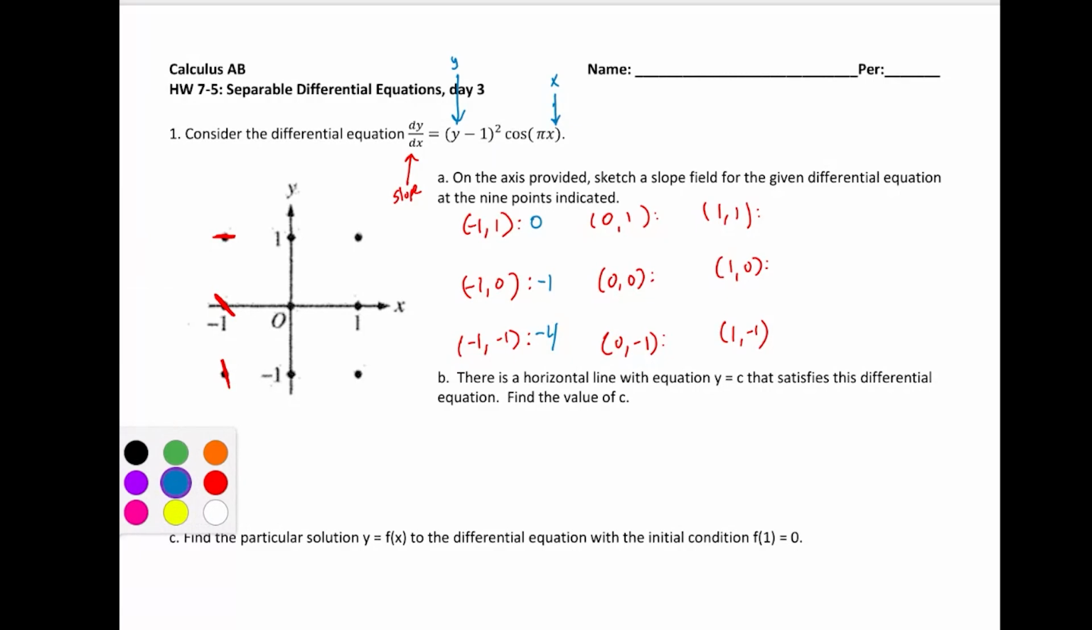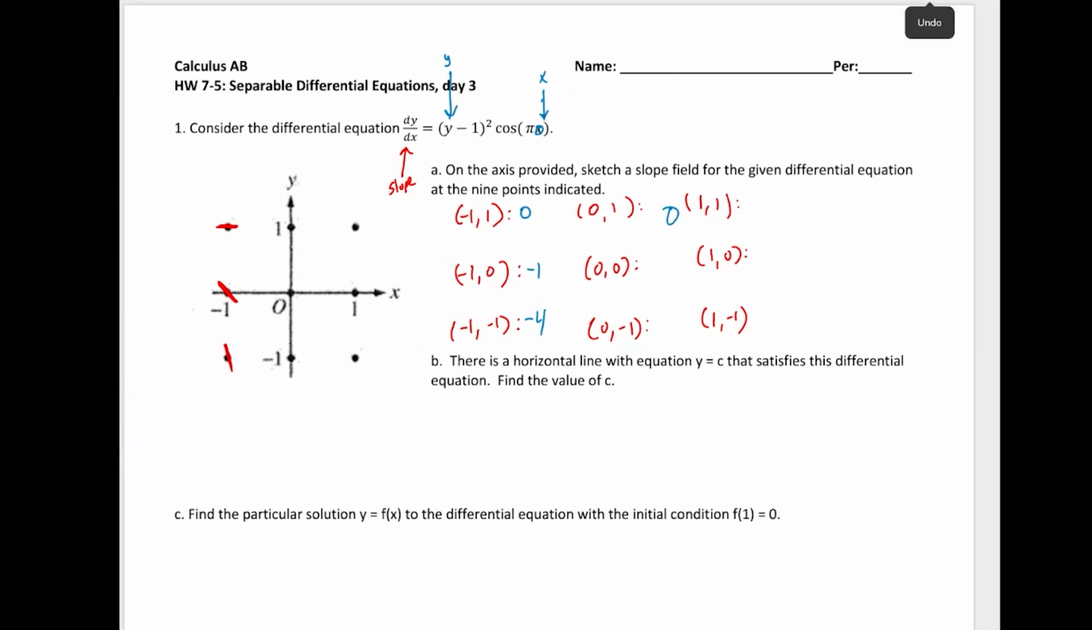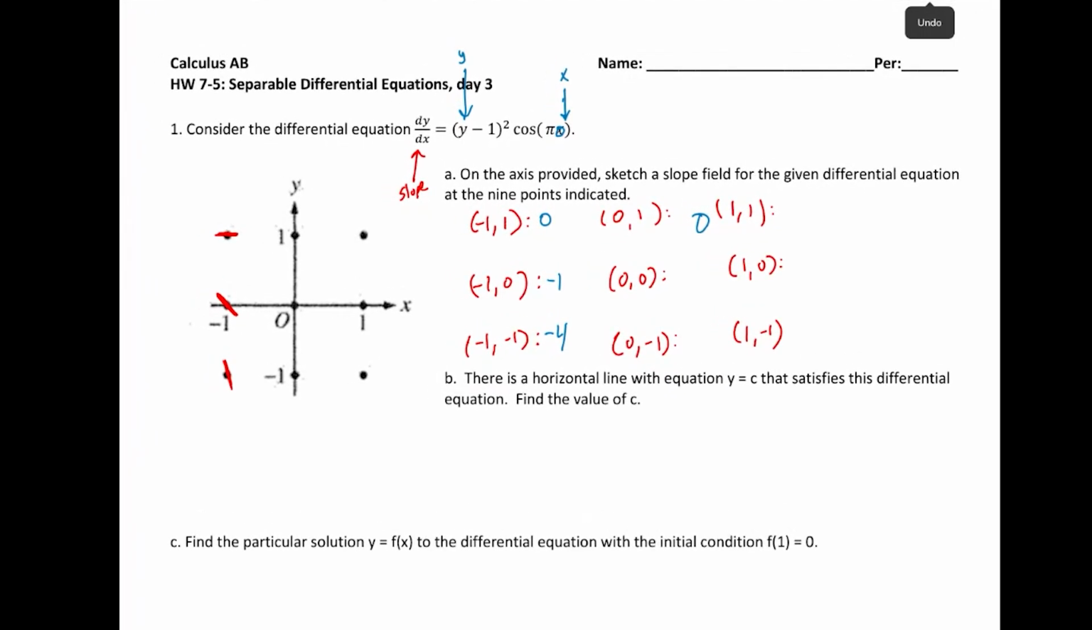So if x is 0, then right here we have cosine of 0, and that's going to be the case for all of these. And cosine of 0 is 1. So we really just need to worry about plugging in that y, because anything times 1 is just going to be itself. So 1 minus 1, that's just 0. So this is going to be 0 here. And so at 0, comma 1, that's going to be 0.